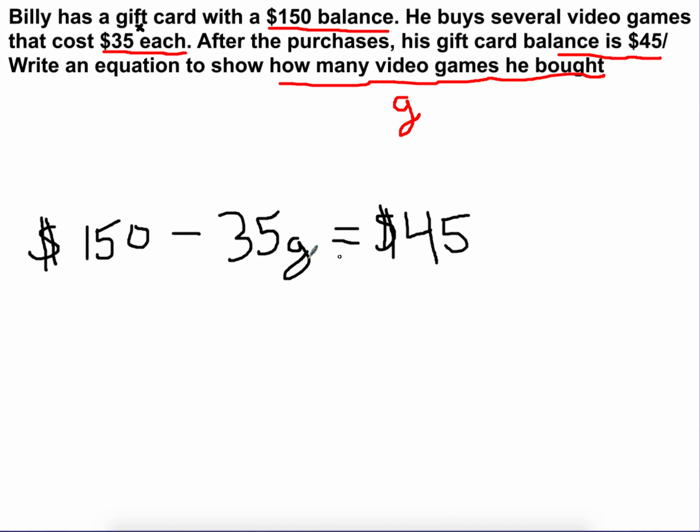He's left with 45 bucks. So he started with 150, took away $35 for every game, and now he has a total balance of $45 on his gift card. This equation would work. I can solve it and figure out how many games he decided to buy. Spoiler alert, the answer is 3 games, but that's not what I'm worried about right now. I'm worried about you guys being able to write this equation.